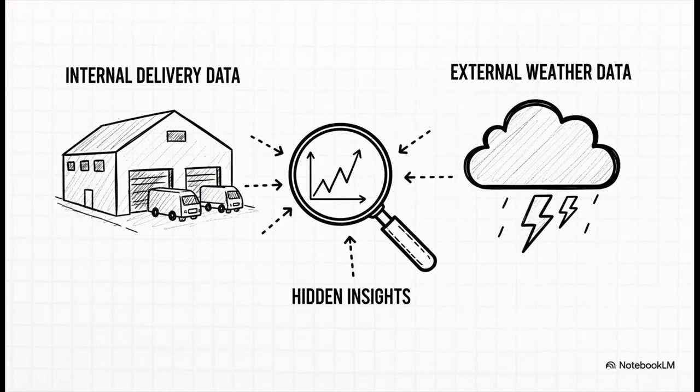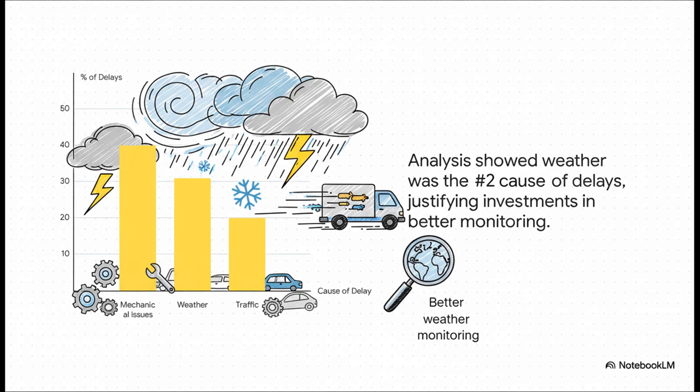But sometimes, the really mind-blowing insights aren't obvious. They're hidden. And to find them, you often need to combine your own data with data from the outside world. That's what this next example, the Weather Impact Dashboard, is all about. It's not just looking at internal trip data, it's layering in historical weather information to see if there are any hidden connections. And what they found was pretty surprising. It turns out, right after mechanical failures, the number 2 cause of all delivery delays was weather. It accounted for almost a third of all their problems.